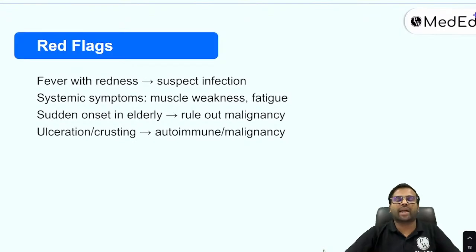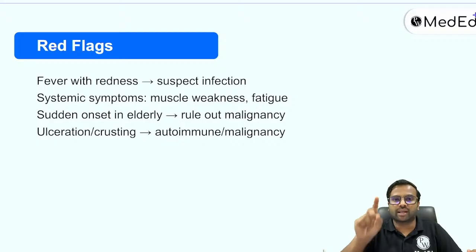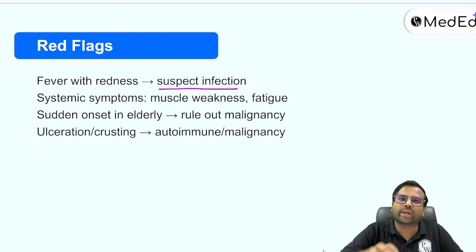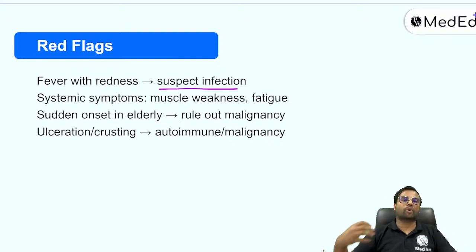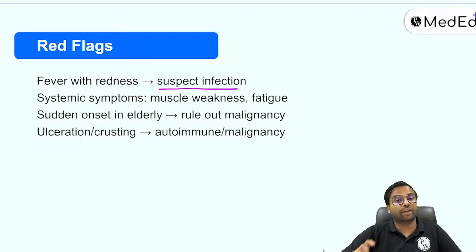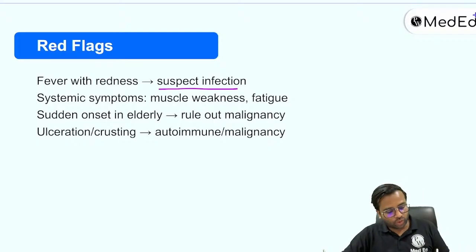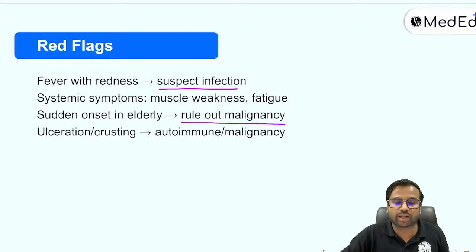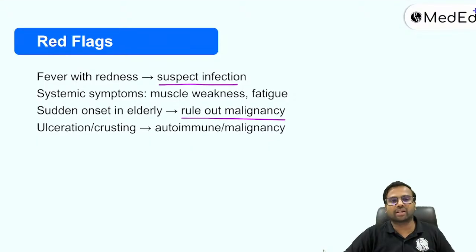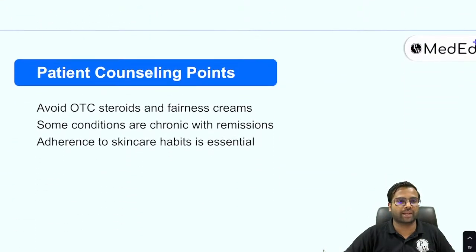These are some of the red flags that we should have. Whenever you find a facial erythema with redness, just like how you have answered, you have to always suspect an infection. When some systemic symptoms are involved, like proximal muscle weakness, then you can think about dermatomyositis. If it is happening in an elderly patient with facial erythema, then it is important to rule out malignancy, just like what happens in dermatomyositis. Also, ulcerated lesions and crusted lesions would again raise a suspicion of autoimmunity and malignancy.